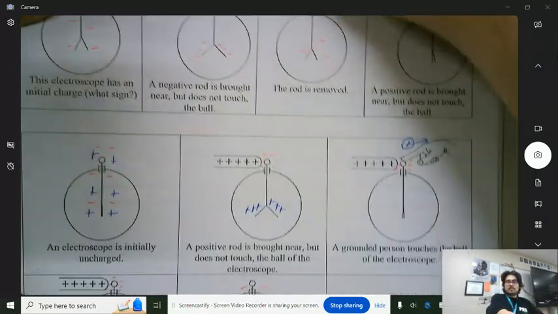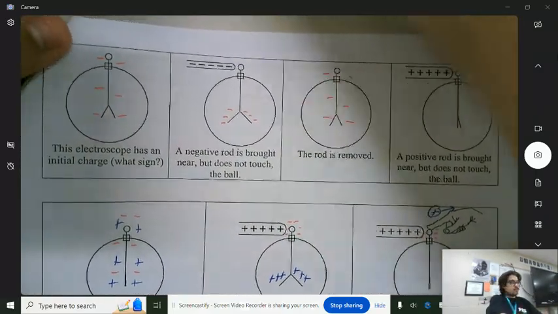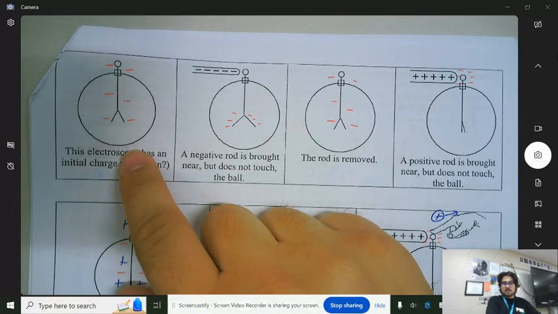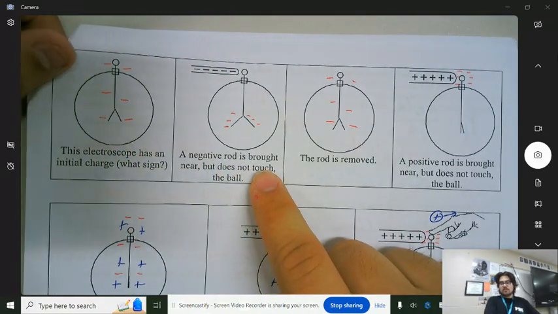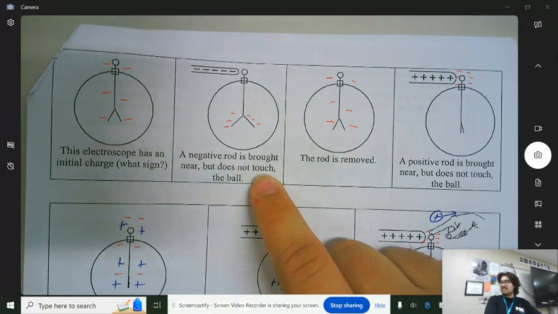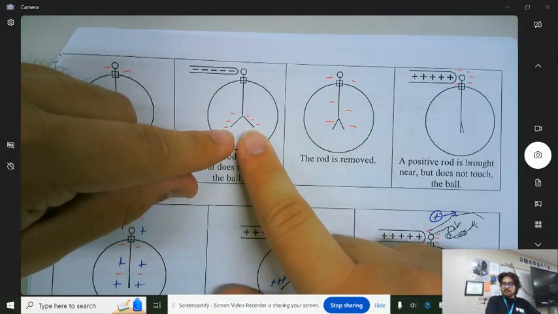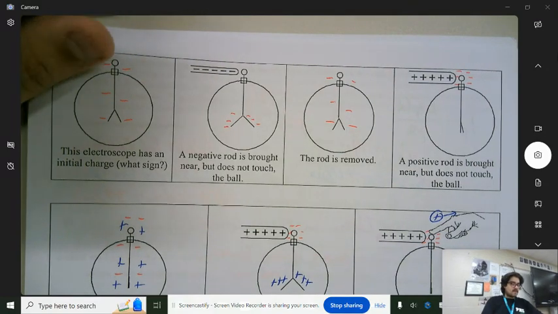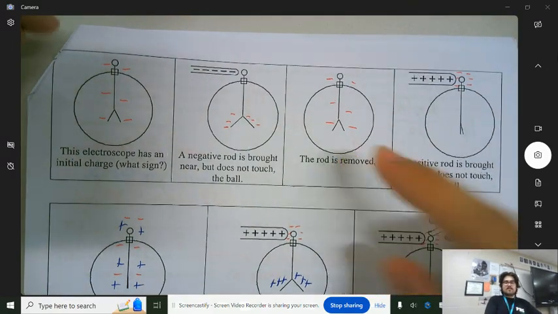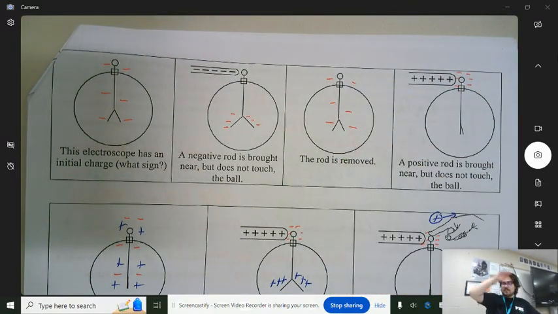Okay. Electroscope example. The electroscope has an initial charge. It's negative, right? It's got all these negative charges along it. If you bring the negatively charged rod near the ball, it doesn't touch the ball, okay? Then what's going to happen is the negative charges are going to go to the leaves, and the leaves are going to separate, okay?